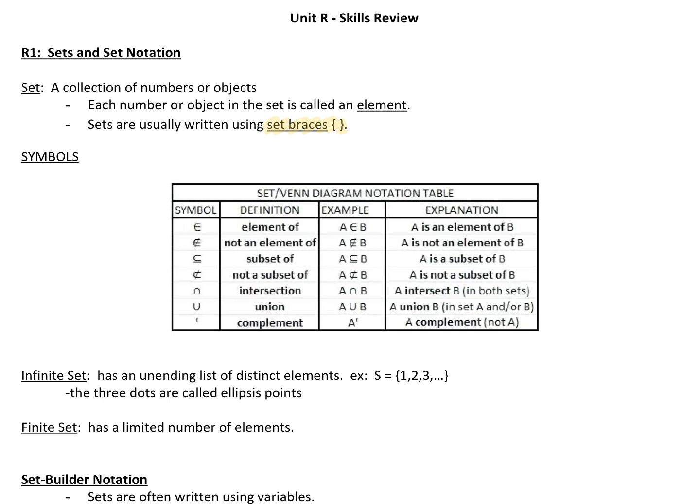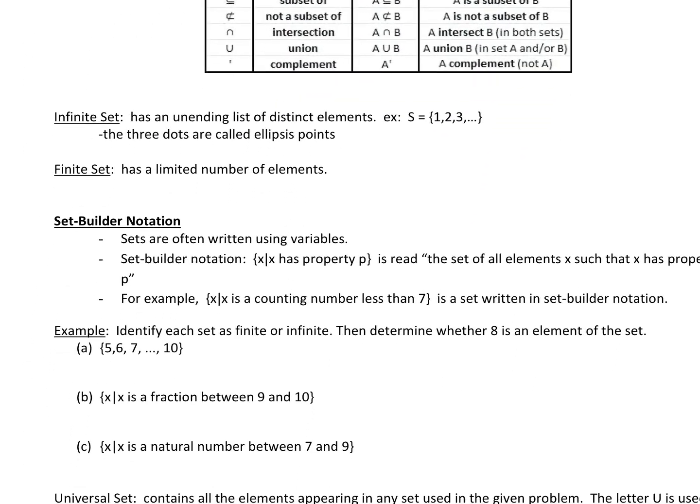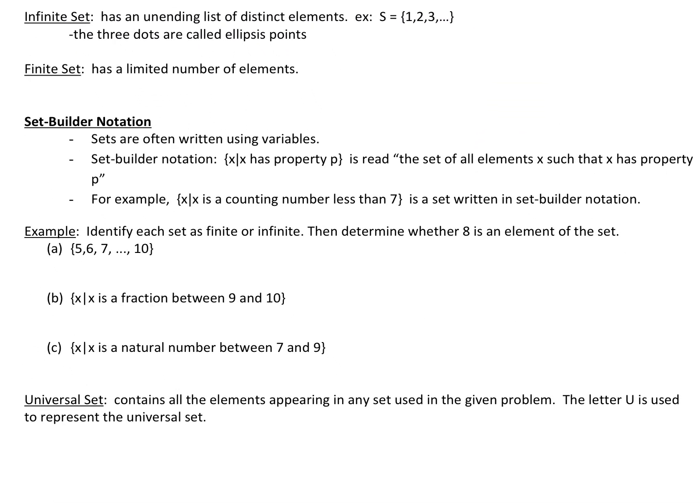Okay, first up, the infinite set has an unending list of distinct elements. For example, if I say 1, 2, 3, and then dot, dot, dot, the 3 dots, or the ellipsis, tell me that it keeps going on forever, which is why it's infinite, okay? Whereas a finite set has a limited number of elements, so it's not going to go on forever. There's not an infinite amount.